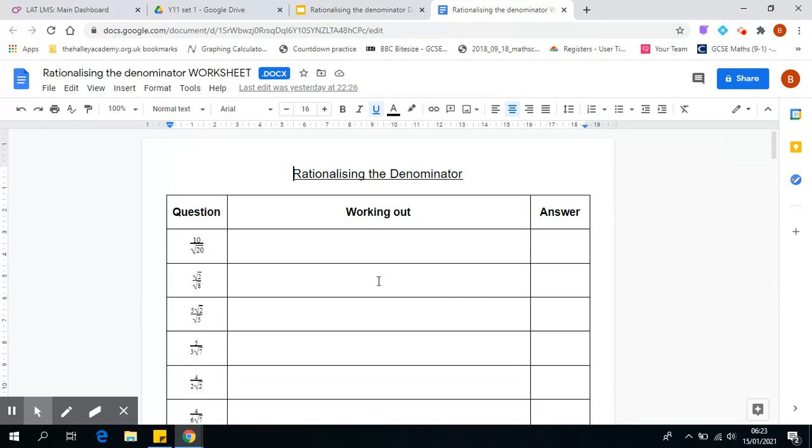Once completed, please attach the completed worksheet to the assignment. I repeat, the completed worksheet, not a worksheet which is empty. Good luck.